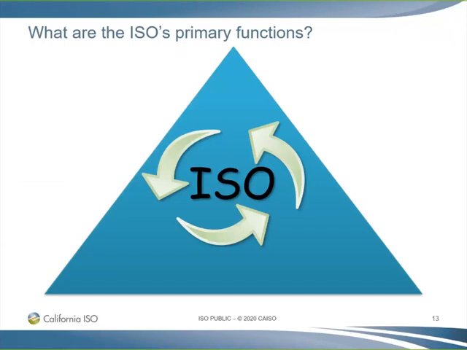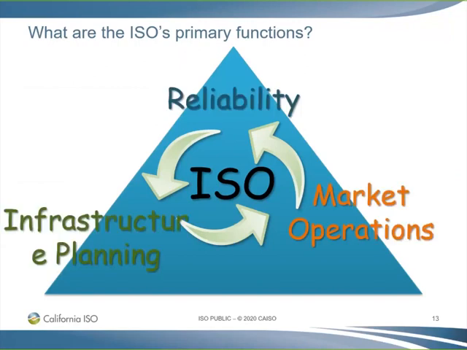So what is the ISO's primary function? The ISO is registered with NERC as a balancing authority, a transmission operator, a transmission service provider, planning coordinator, market operator, and reliability coordinator. Together, these roles are grouped into three main categories: reliability, infrastructure planning, and market operations. We're going to take a look at each one of these in a little more depth.